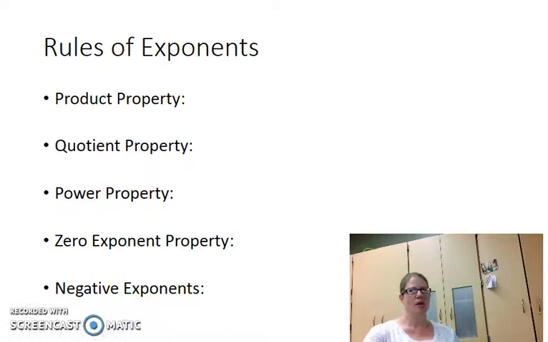So the product property just means if I have the same base, say a to the fifth, and I multiply it by the same base, say a to the third, I'm just going to add those two exponents together. So when I have a product of two bases with exponents, I add the exponents together.